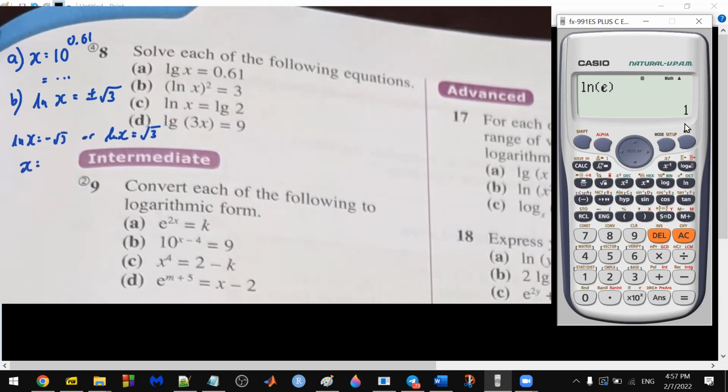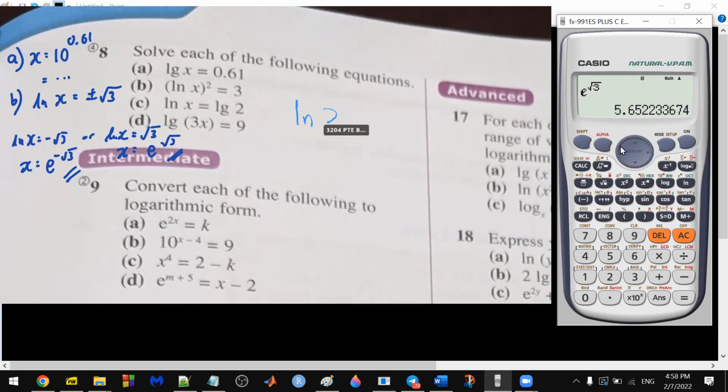Then x equals... ln is what? Base. Log x base e. So e power negative square root 3, or x equals e power positive square root 3. Exactly. That's your answer. You can key in the calculator if you really want to find the value. Not so important. There's a bunch of numbers. Doesn't matter.